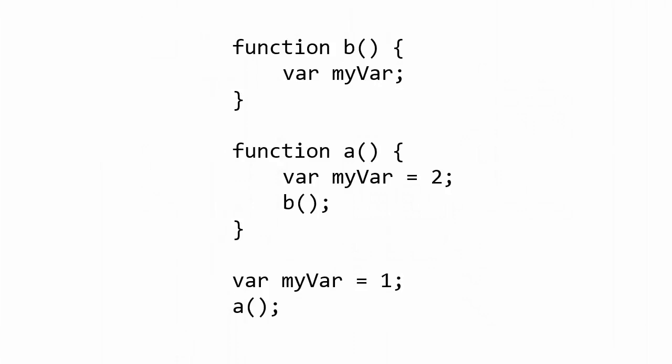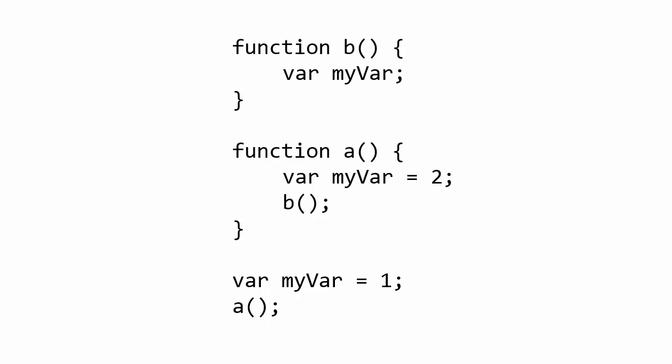Again, I have two functions, a function b and a function a. Inside function b, I declare a variable called myVar and don't set it equal to a value. In function a, I set a variable called myVar also and set that equal to 2. And then outside the functions, I also declare a variable called myVar again and set that equal to 1. Then a is called, and inside a, b is called. So what's going to happen?